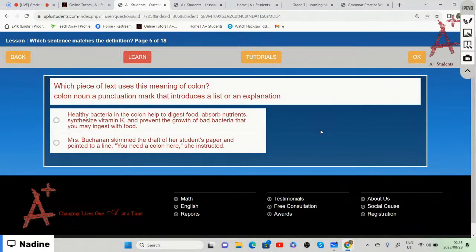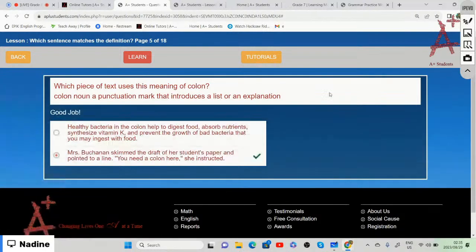So if we go back to the meaning of a colon, it's a punctuation mark that introduces a list or an explanation, which means that we will choose option two, because it's the punctuation mark that this person had to add to her or his paper. The first one has nothing to do with the colon as punctuation, but with food and bacteria.